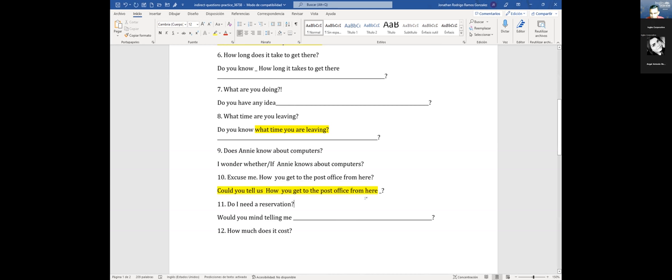Could you tell me how you get to the post office from here? Vaya, vamos a la 11. Would you mind telling me? Esta ya es una pregunta. Pero para que deje de ser una pregunta, ¿qué hacemos? Quitar el do. ¿En qué tiempo gramatical está la oración? Presente. ¿Debemos agregar S al verbo? No, porque no es tercera persona. Would you mind telling me, pero falta algo, if. Would you mind telling me if I need reservation? Lo había agregado, sí lo tenía.